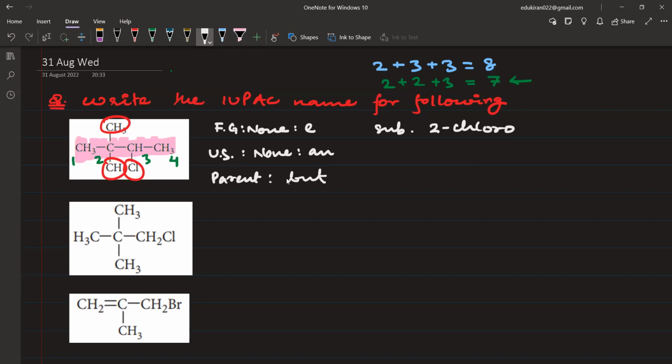What is the word for 2? In chemistry, what is the word for 2?